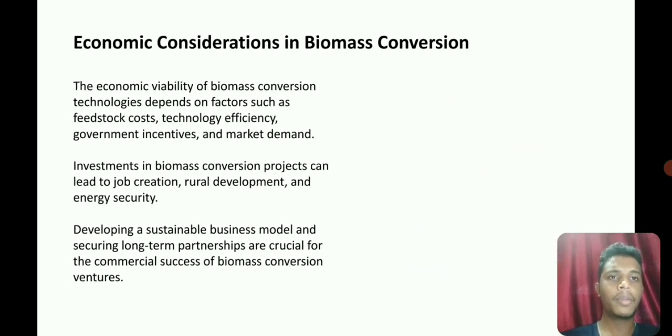And the economic considerations in biomass conversion. The economic viability of biomass conversion technologies depends on factors such as feedstock cost, technology efficiency, government incentives, and market demand. Investments in biomass conversion projects can lead to job creation, rural development, and energy security.